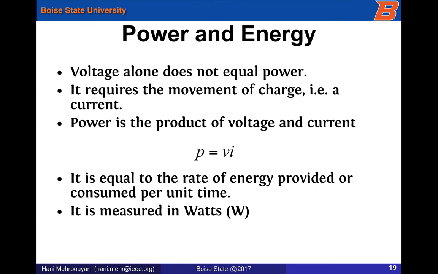So this requires the movement of the charges, and as we mentioned before, P is equal to V times I, is equal to the rate of energy provided or consumed per unit of time. So basically the unit of power, as we know, is watts. So V times I, the potential times the current, gives you watts in terms of units.